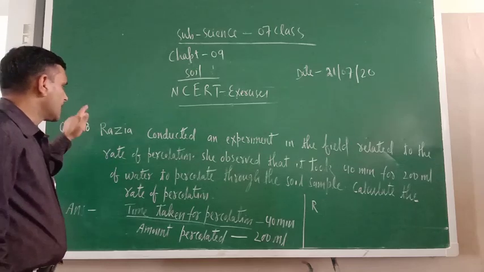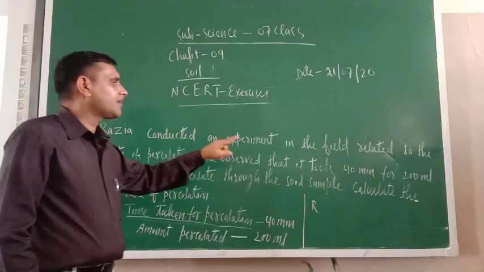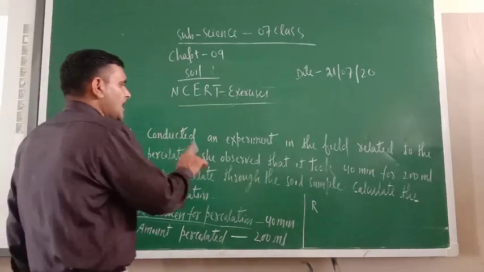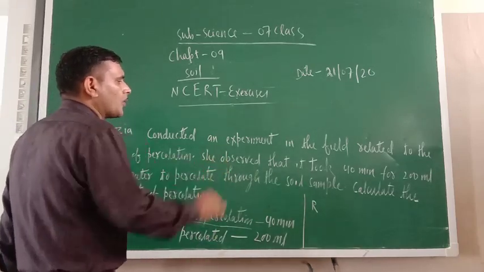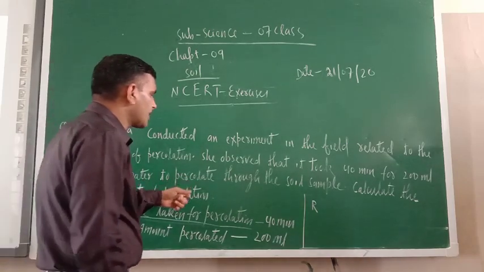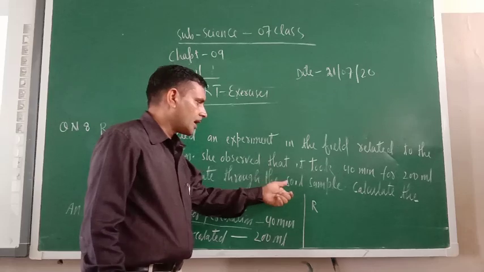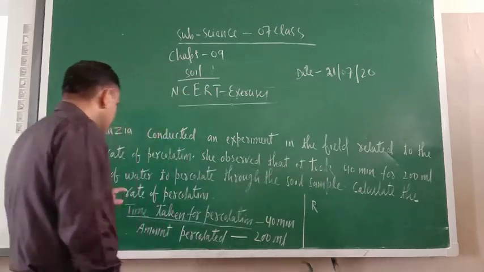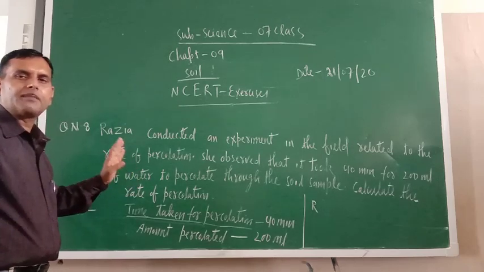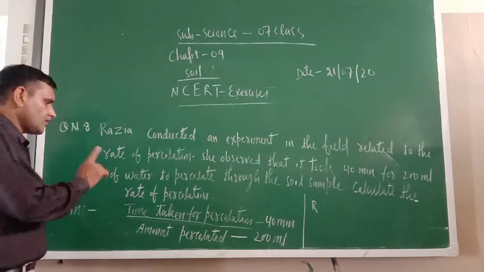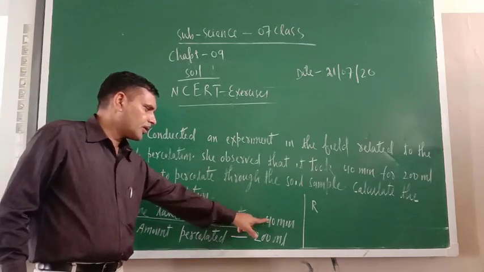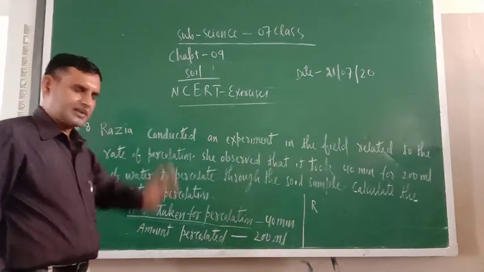This is the numerical. Rajia conducted an experiment related to the rate of percolation. She observed that it took 40 minutes for 200 milliliter of water to percolate through the soil sample. Calculate rate of percolation. So what you have to calculate? Rate of percolation. So just see, in this question, time taken for percolation equals 40 minutes. It is clearly mentioned there.